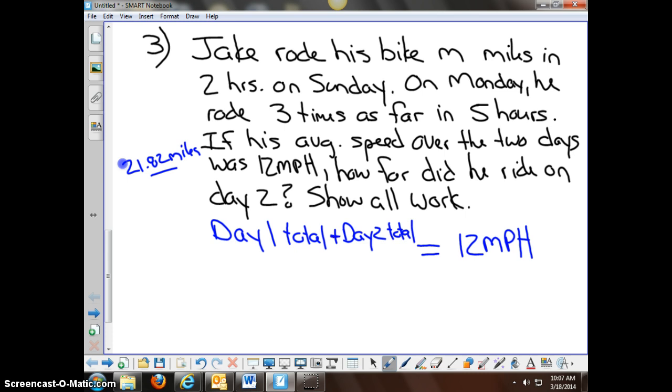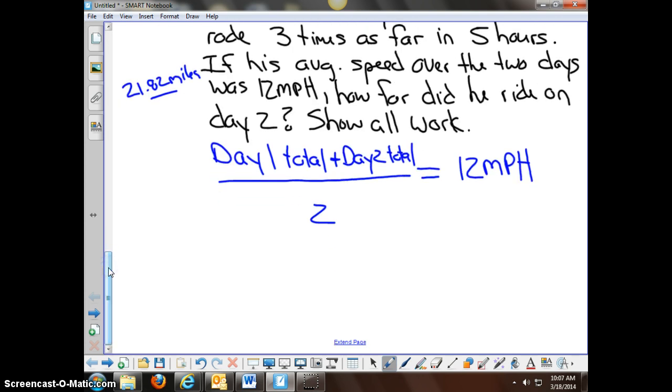What do we got to do to get to 12 miles per hour, Marissa? Divide by 2, because it's an average, right? 12 miles per hour is his average. So we got to take the day 1 total plus the day 2 total and divide by 2. So now, Niall, to you, what is his day 1 total? What do we know his day 1 total is? It's m miles over 2.